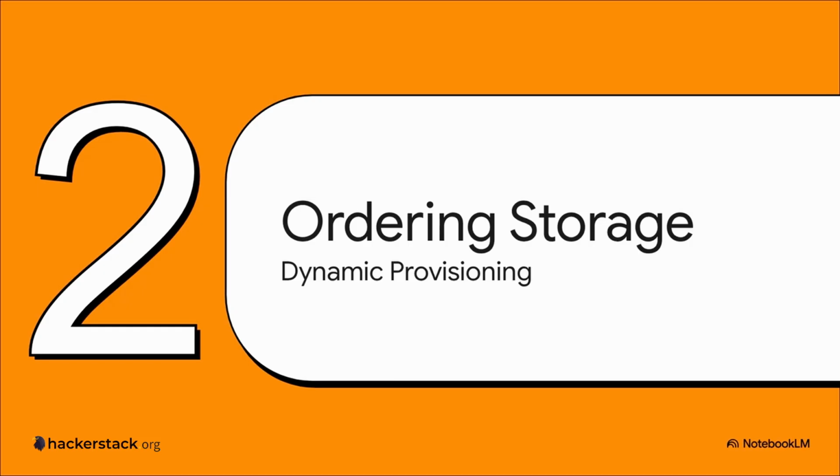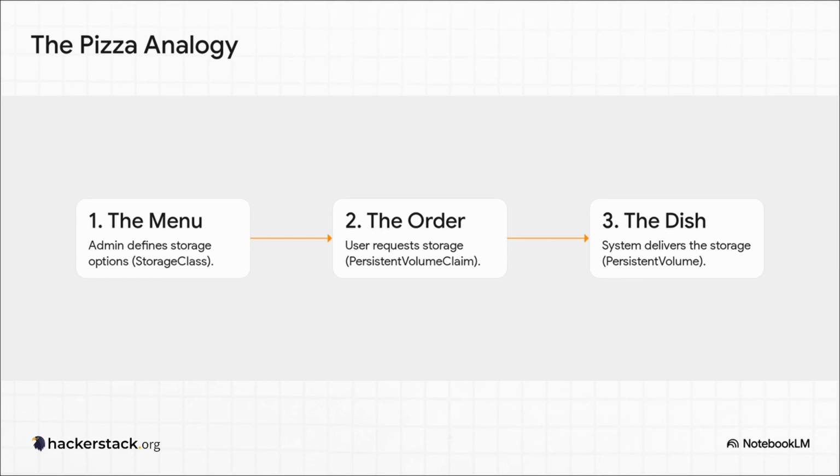Now this is where things get really clever. Instead of you having to manually create storage and then figure out how to connect it, Kubernetes has this awesome on-demand system called dynamic provisioning. And honestly, the best way to get it is to think about ordering food. The whole process is just like ordering a pizza.